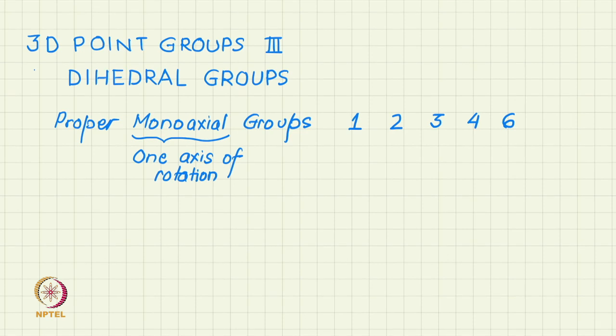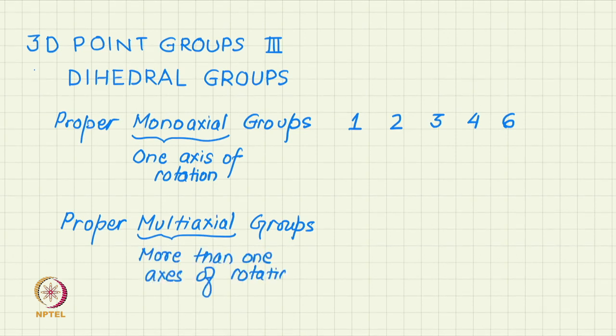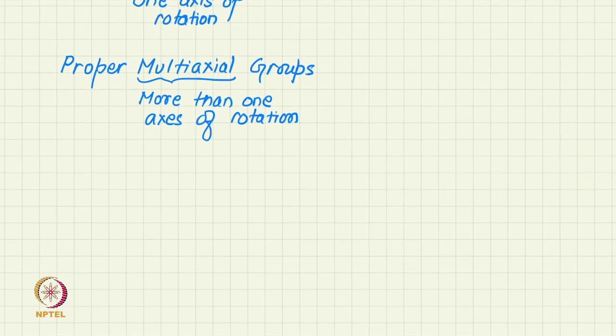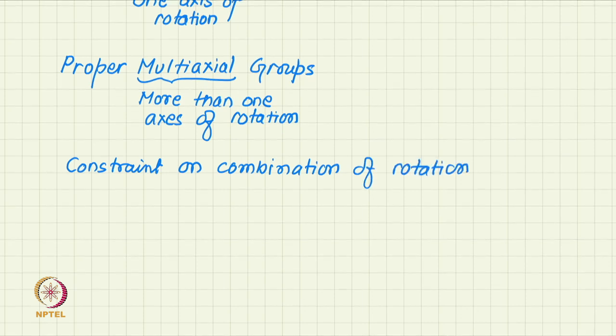So, now we will discuss proper, let us say, multi-axial groups. So, multi-axial, they will have more than one axis of rotation. Now, there is a severe constraint on how more than one rotation axis can be combined in a space. By constraint, I mean that they can be combined in only a few limited ways. In fact, there are only 6 other possible ways.